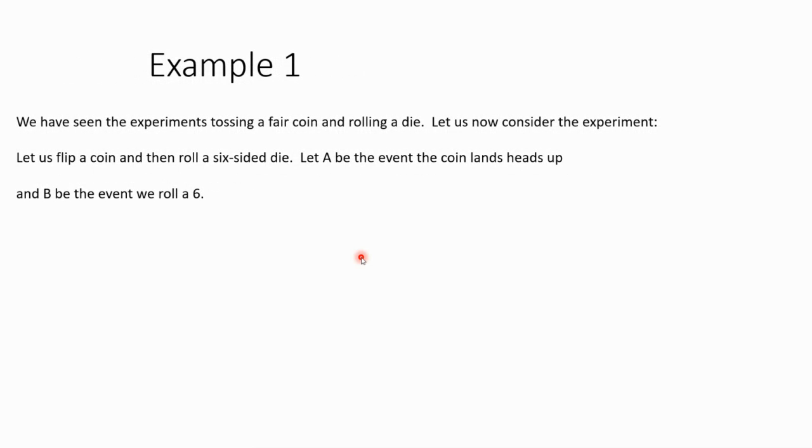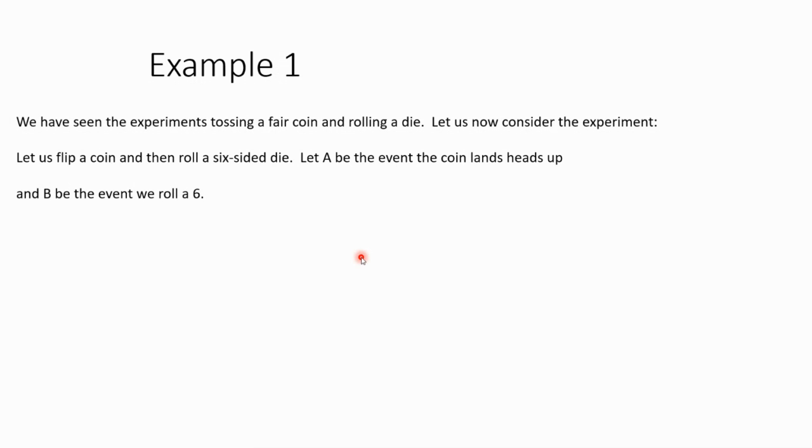All right. So for instance, we've considered before tossing a fair coin and rolling a six-sided die. We have done that before. So let's consider the experiment where we flip a two-sided coin, then after that, we roll a standard six-sided die. Now, let A be the event the coin lands heads up, and let B be the event that we roll a six on the six-sided die.